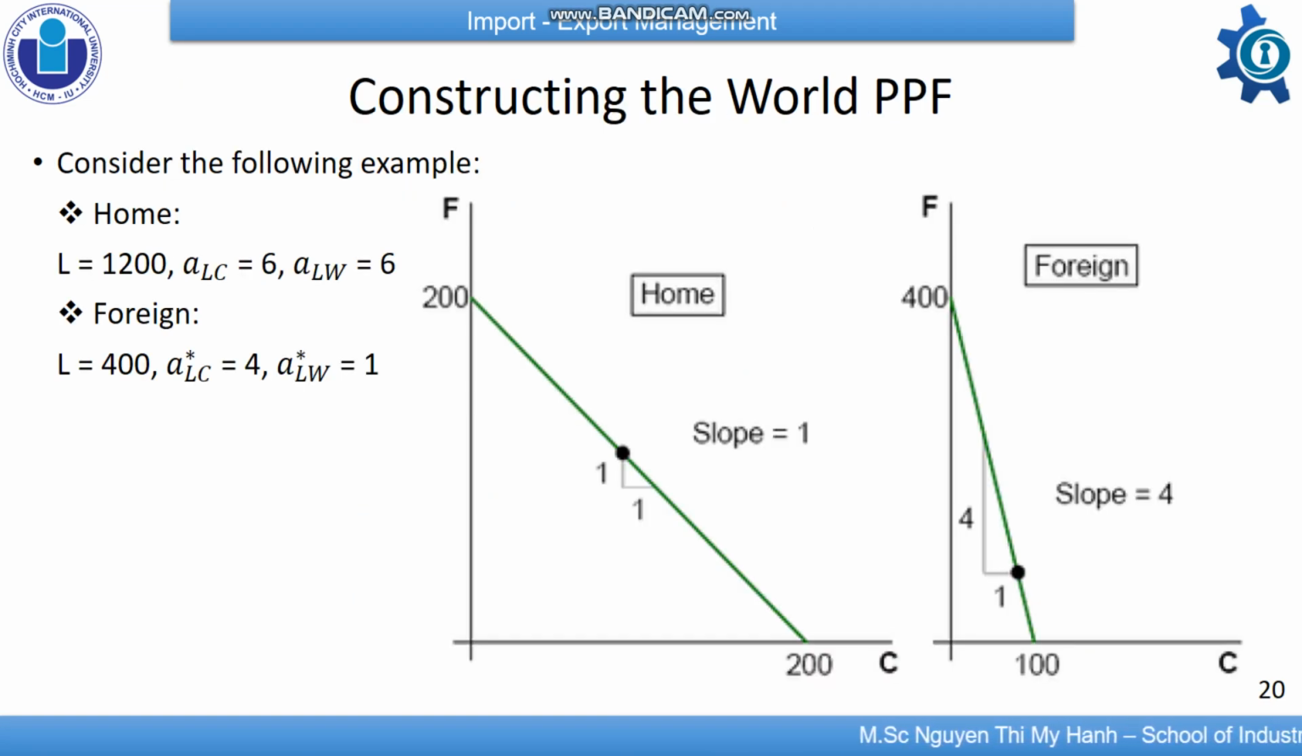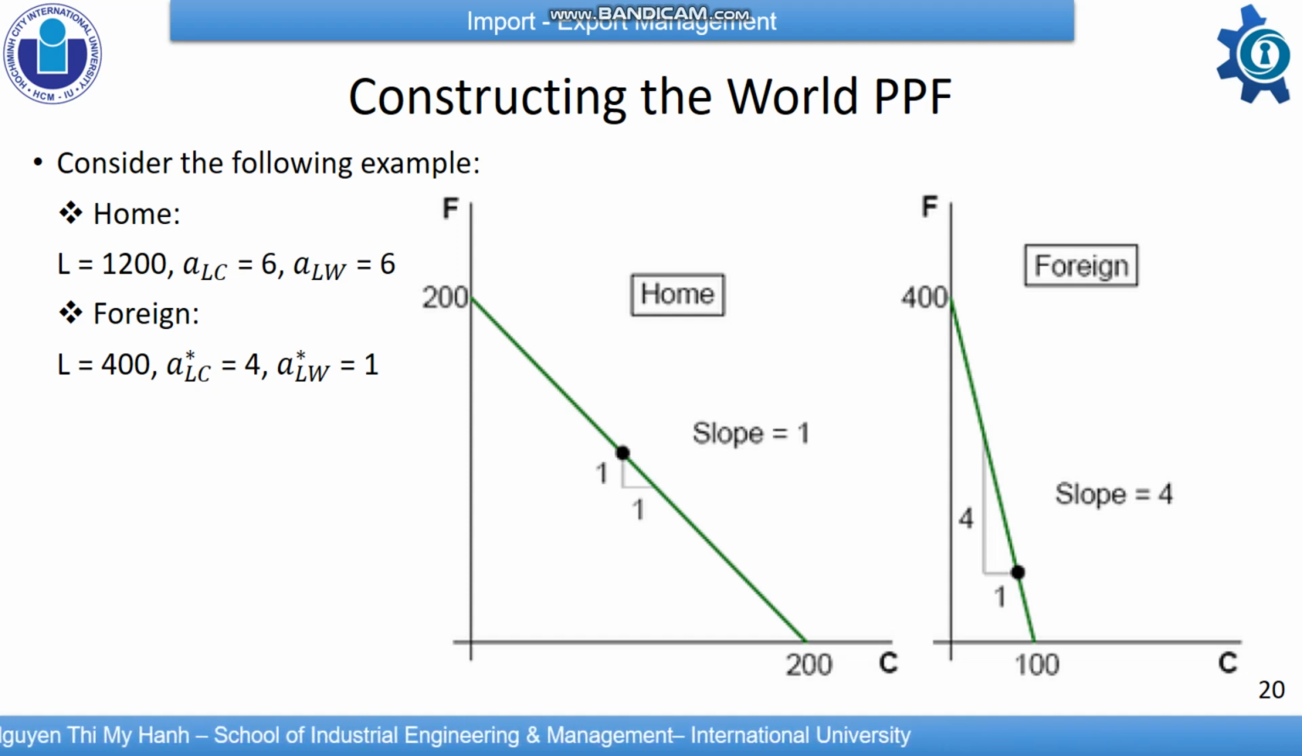Okay, then how can we construct the world PPF, the production possibility frontier? We can build one for each country, and after that we build one for the world. So we consider this example.